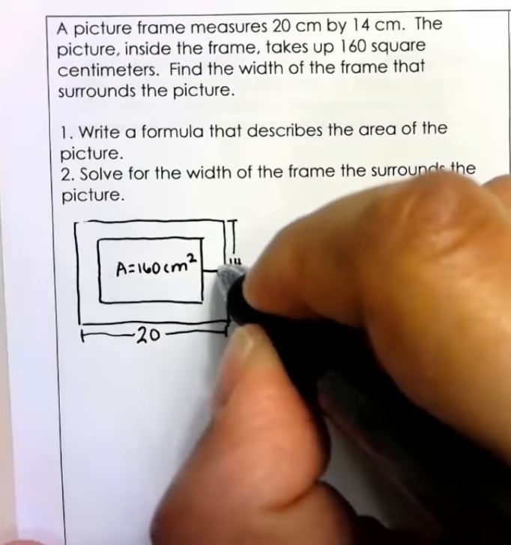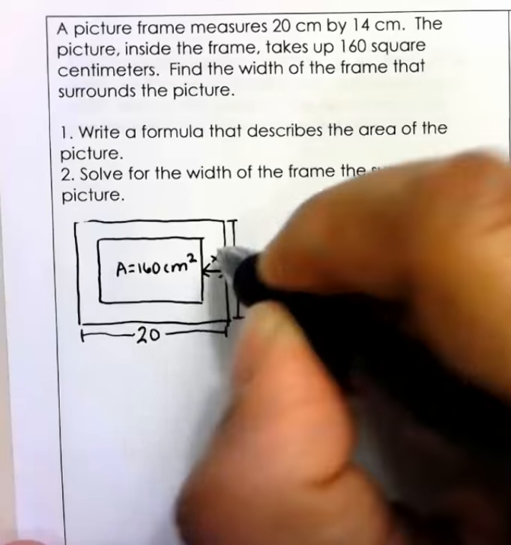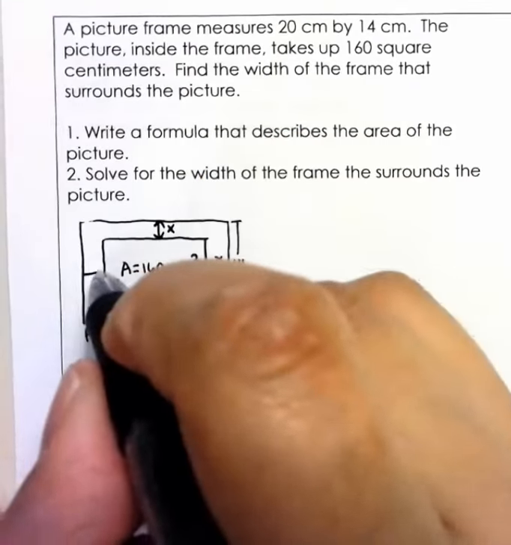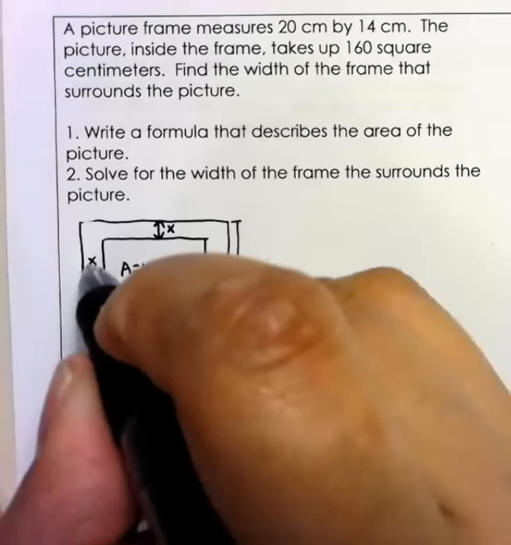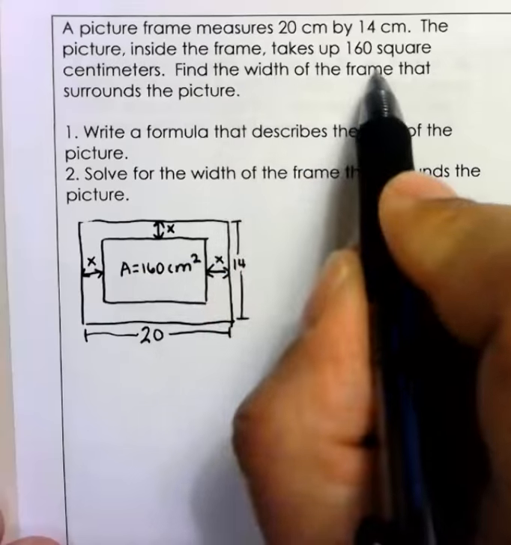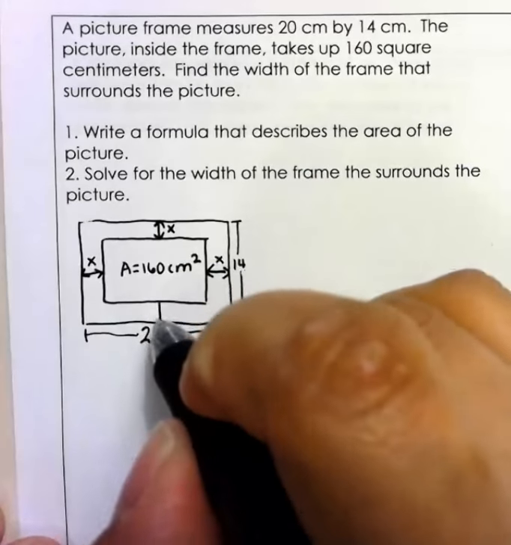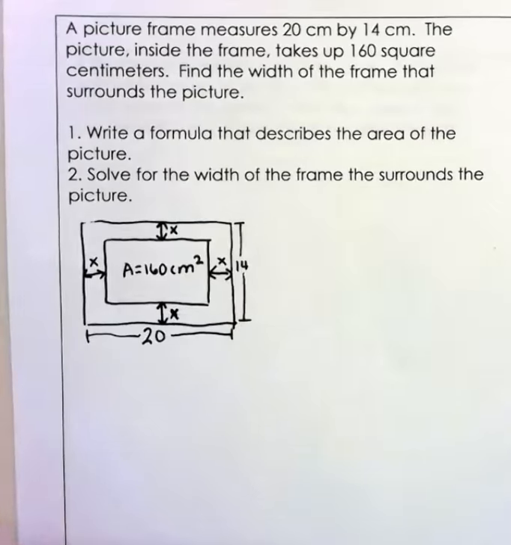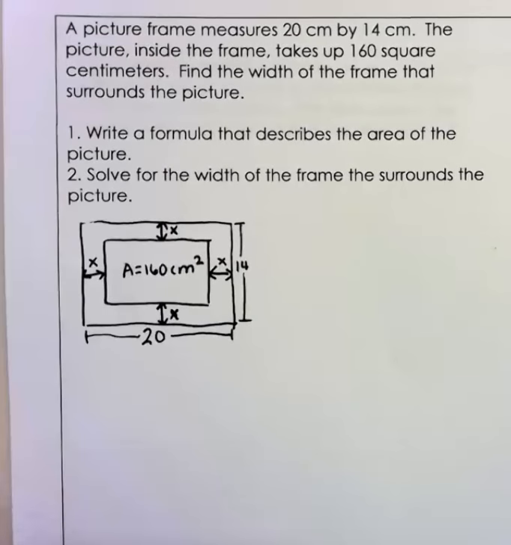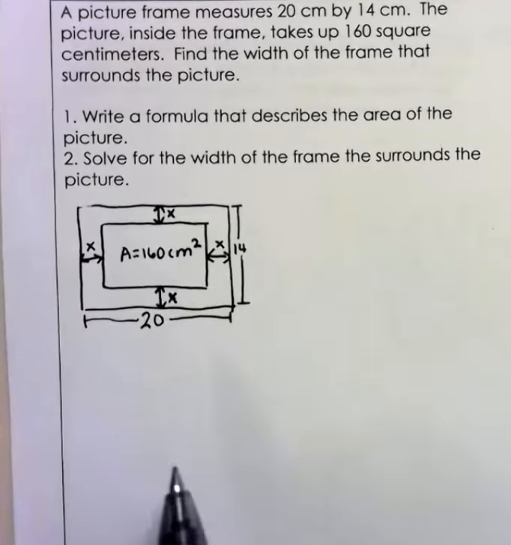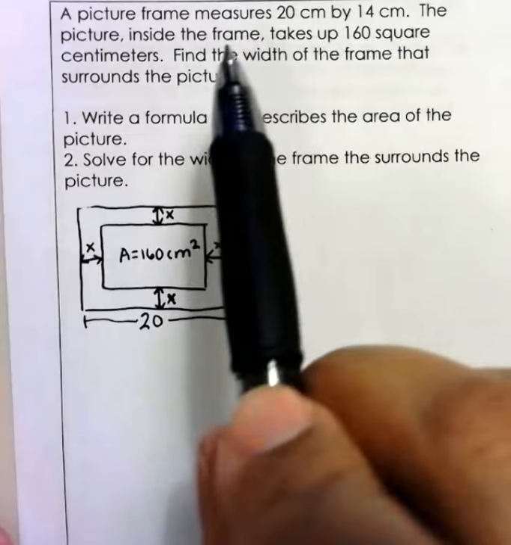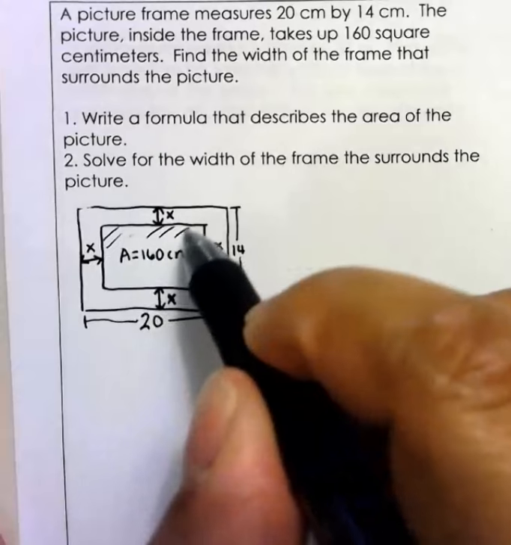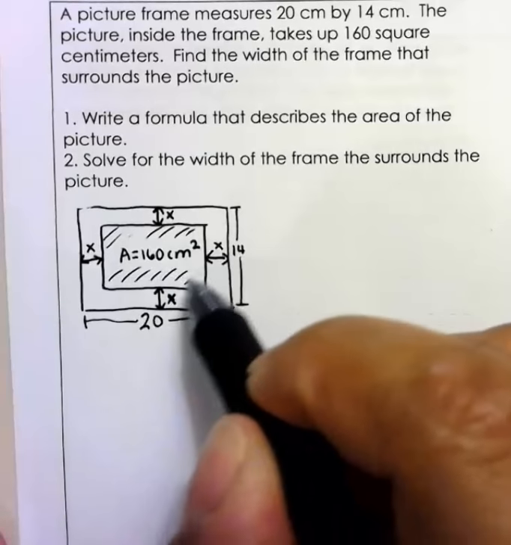So what they want is this little thickness right here, or width, which is the same throughout. Okay? Find the width of the frame that surrounds the picture. So we want to find out what this X value is. Now let's try to understand this problem. They gave you the area of the picture, so the equation that you write has to be with respect to the picture.